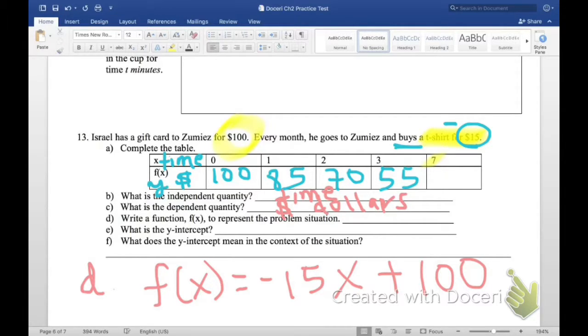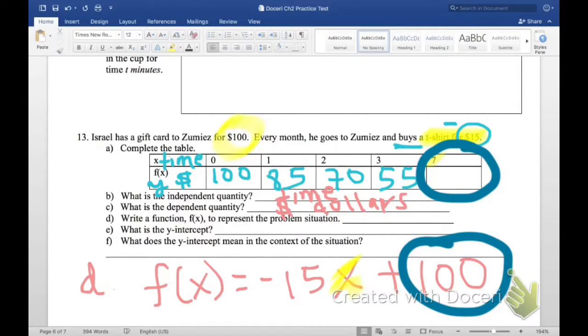And all it tells me is that when I have dollars, right, f of x represents the dollars as a function of time, then I know that Israel is losing $15 every month, x is months, but he's also starting with $100. Yeah, that's all it tells me in a form of an equation. So that's D. We still haven't finished our table though, so we can do it algebraically.